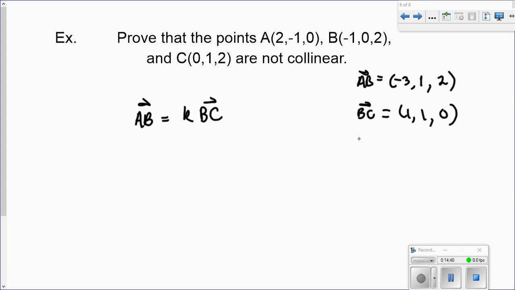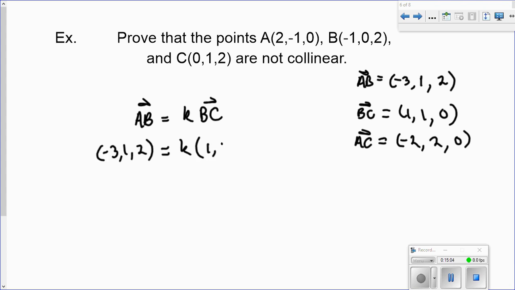Now, you can find AC. We don't need it in this proof. I'm going to show you an alternative way to do this, and while we're at it, let's find AC. So 0 take away 2 is negative 2. 1 take away negative 1 is positive 2. And 2 take away 0 is 0. All right, so let's get back to this example here.